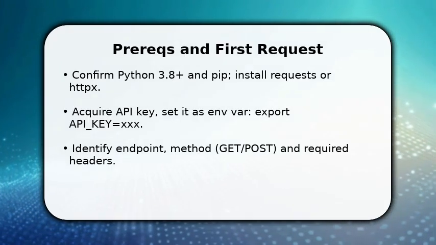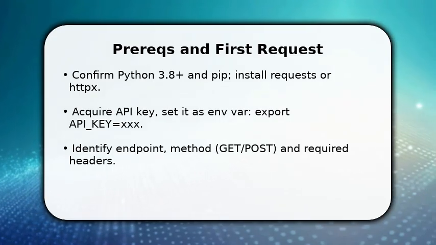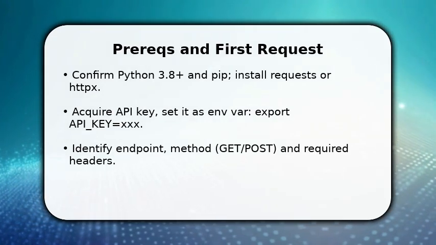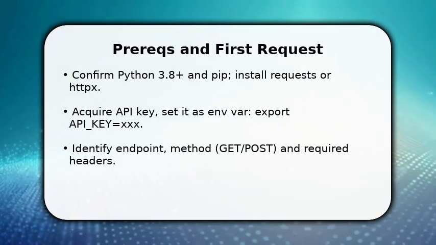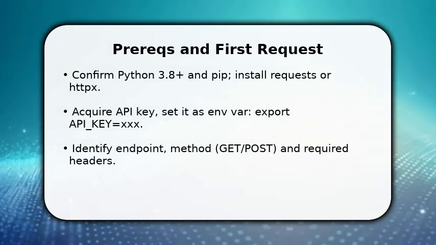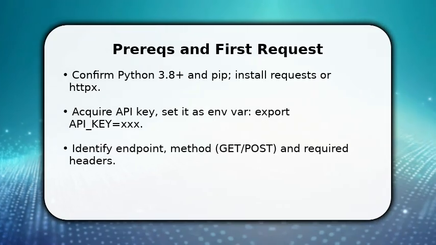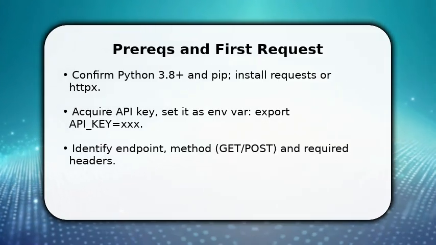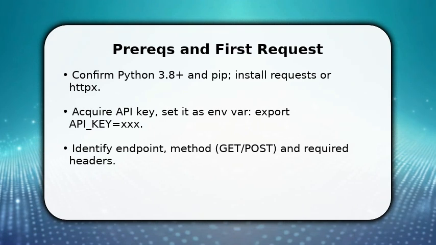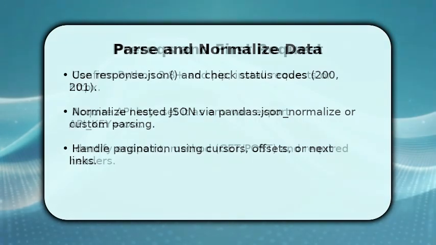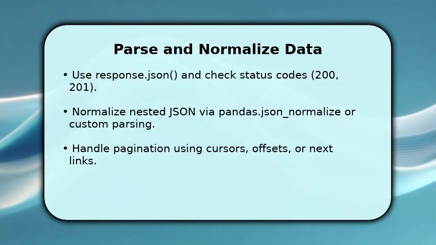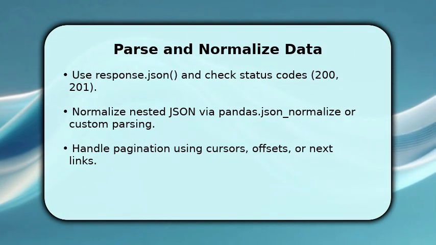Once done, inspect the endpoint documentation to pick the correct method and required headers, like authorization and content type. You'll build a minimal request next, passing headers and parameters. This first action verifies connectivity and gives you the raw JSON to work with. After a successful response, check status codes immediately, handle errors before parsing.